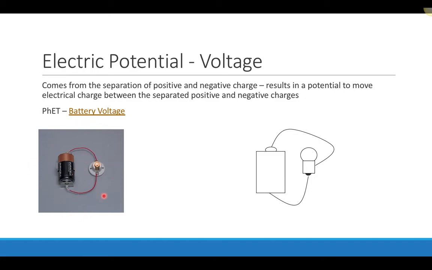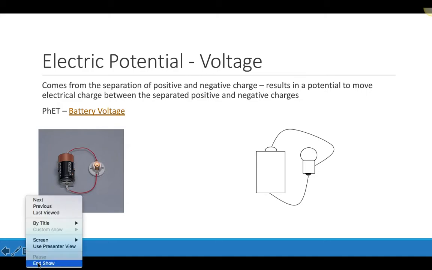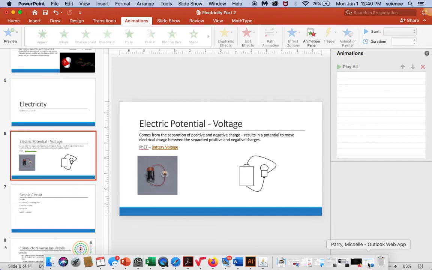So here is one simple circuit where I have a battery here in a battery holder. From each end of the battery, I have it connected to a bulb holder, and then the bulb is actually screwed in, and then here's another picture of that same type of situation. So let's look at a simulation that shows a battery.